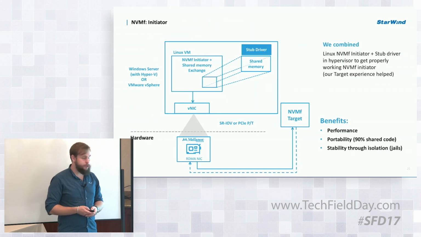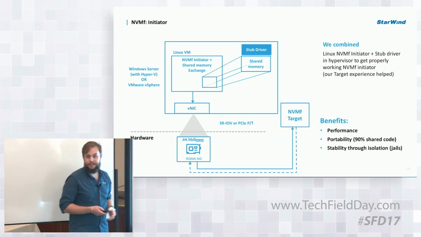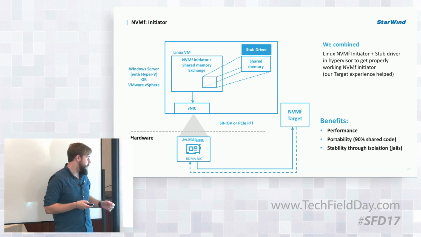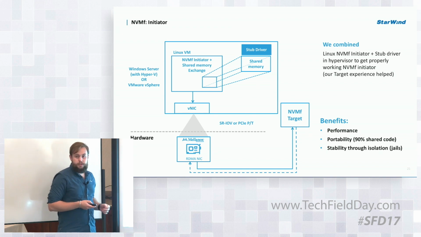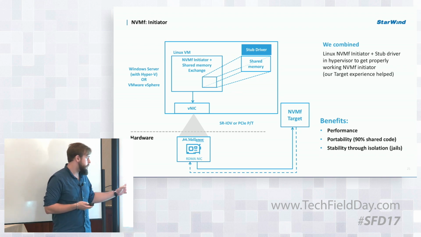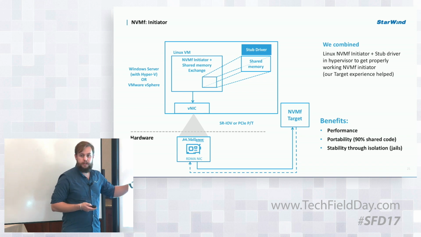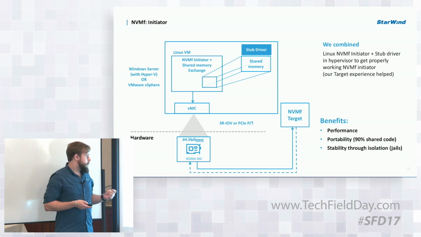We have it. It uses the same trick. It brings the missing functionality into Windows by virtualizing it. In this case, we will map a Mellanox NIC, pass it through to the virtual machine where we have Linux and NVMe over Fabrics initiator, and our shared memory exchange module that allows us to map memory directly to the host operating system. And there we have a stub driver, or we also call it storage driver, that then will present it as a block device. This approach also exposed several interesting benefits.